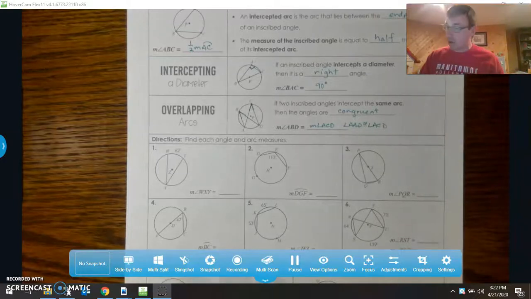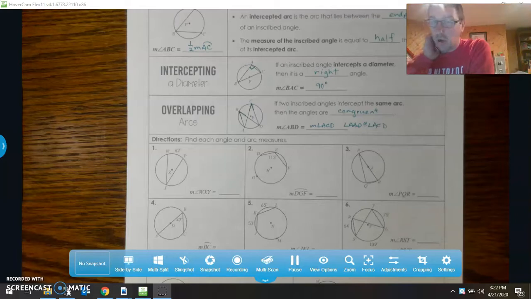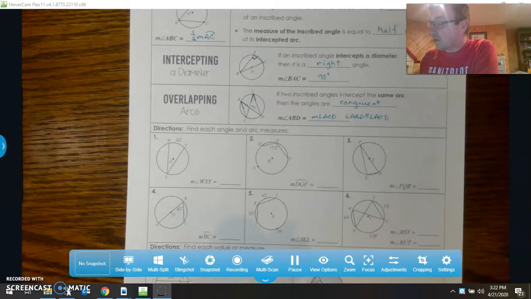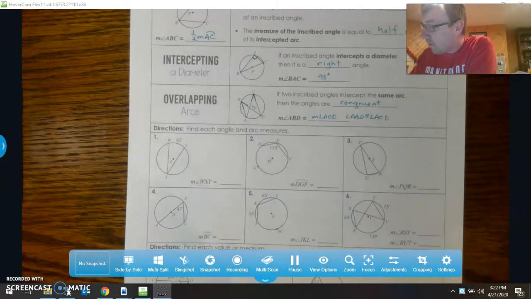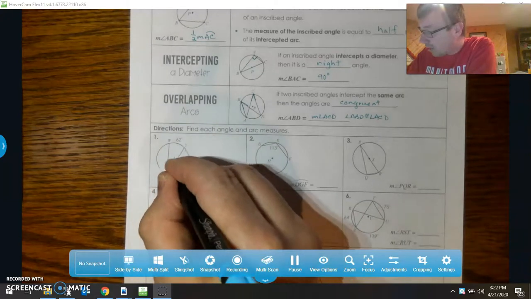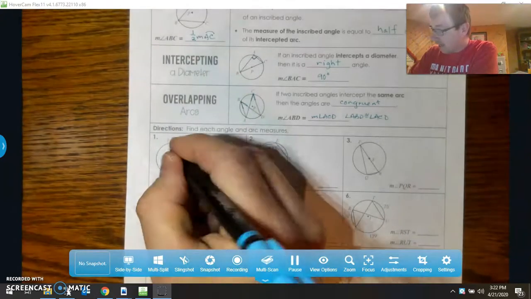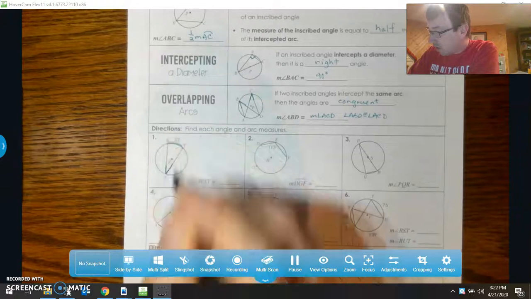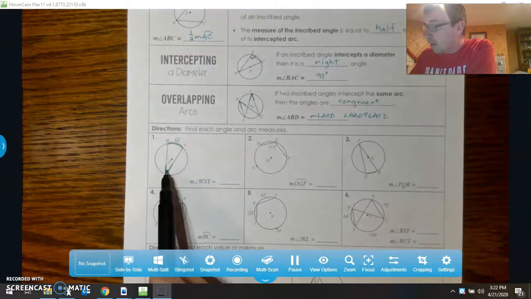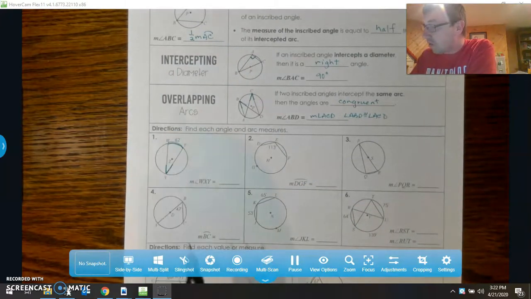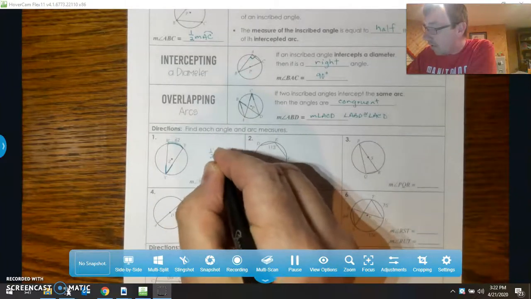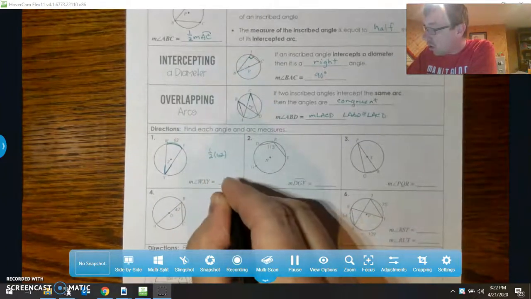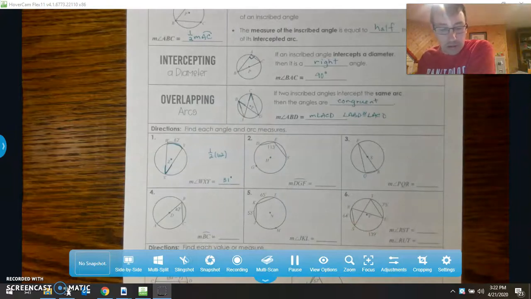Now we're going to go over some examples. In the first 6 here, I'm going to go over a couple of these. The first 6 say find each angle and/or arc measure. If we look at number 1, we're looking for the measure of angle WXY, which is this angle right here. It intercepts this arc here, so the inscribed angle is half the intercepted arc, so that's going to be 1/2 of 62, or 31 degrees.